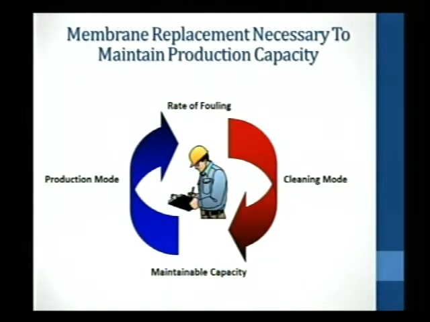Because the operators are trying to maintain production. Dirt and debris get on the membrane modules, and then the modules need to be cleaned to be able to produce a maintainable capacity. And as the membranes wear, the cycle becomes more of an issue where it affects the operators and staff and production capacity of the plant, and then drives into the membrane replacement in this case.